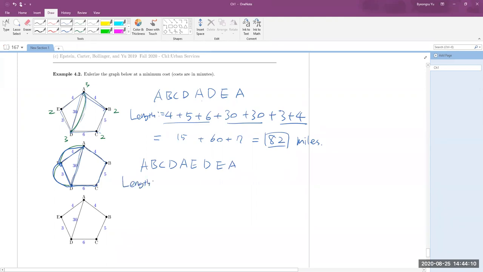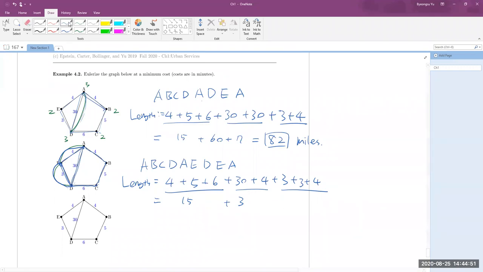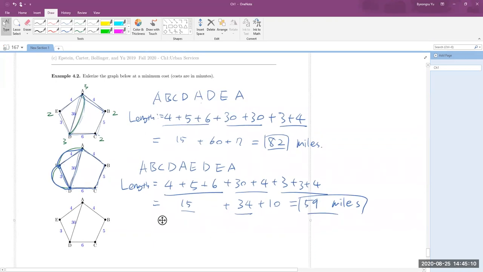And the length is, again, from A to B is 4, B to C is 5, and C to D is 6, and D to A is 30, right? But here, A to E is 4, E to D is 3, but again, we use this D to E and E to A, so it is 3 plus 4. So 4 plus 5 plus 6 is 15, and 15 plus 30 is 45, plus 4 is 49, plus 3 plus 3 plus 4 is 10. Okay, I will write it clearly. 49 plus 10 is 59 miles, right? So this circuit is definitely better than the first one, right? Because it has shorter mileage. Does it make sense? Okay.